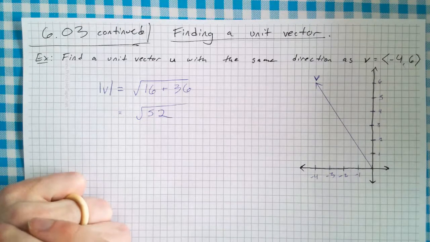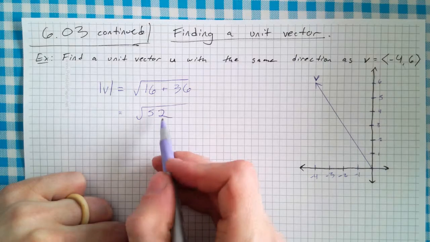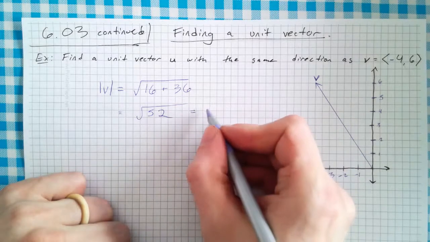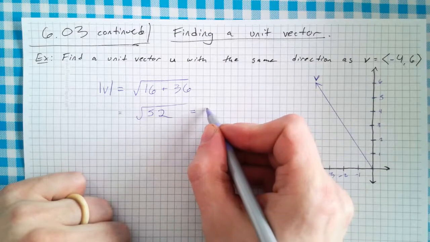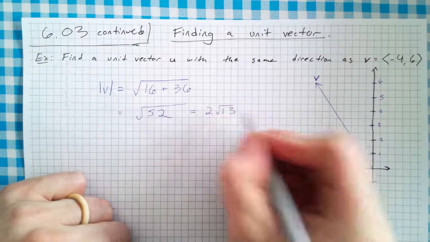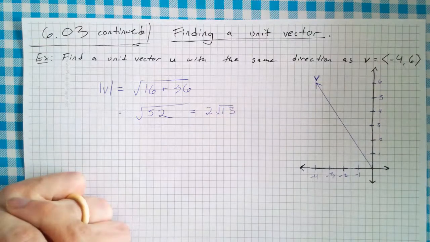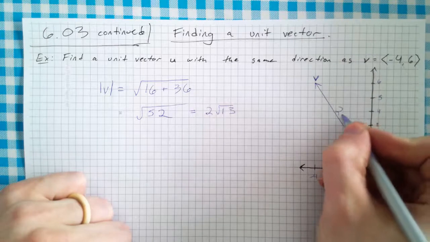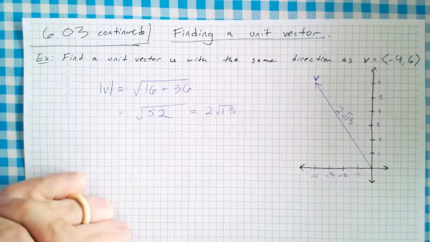So we've got the magnitude of v. Now, can I simplify that? I think so. I think I can pull a 4 out of there and make that into 2 root 13, since 4 times 13 is 52. So we pull that 2 out. The magnitude of our vector v is 2 root 13. I'll just put that here. I know that's the magnitude of my vector there.